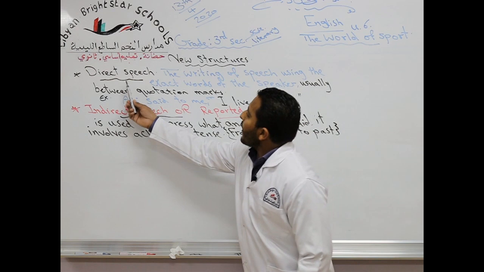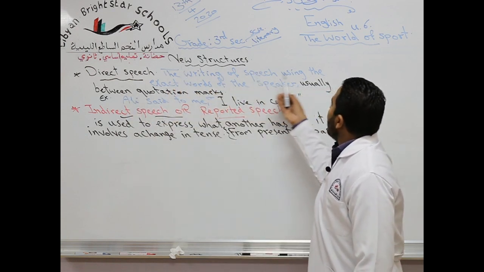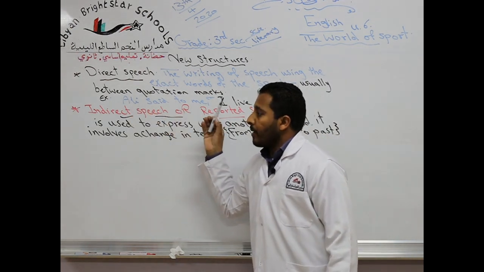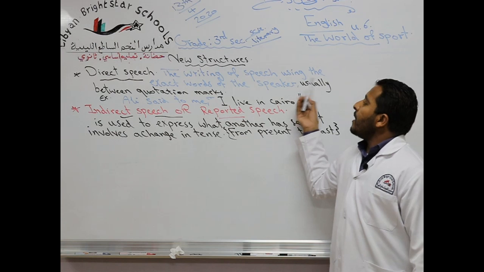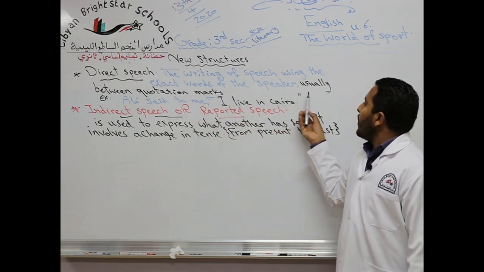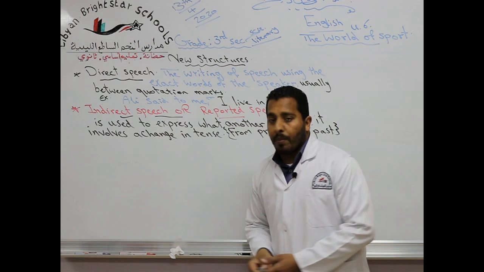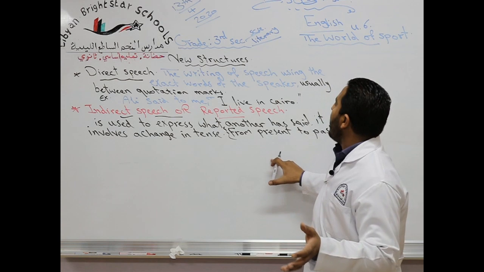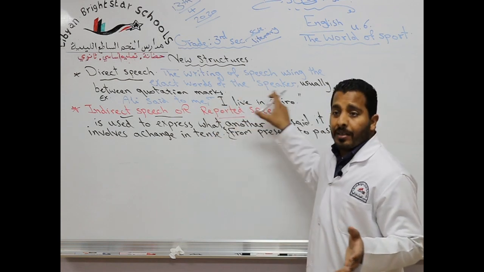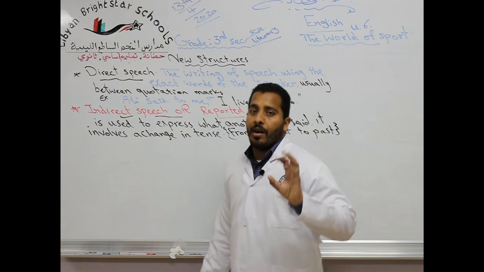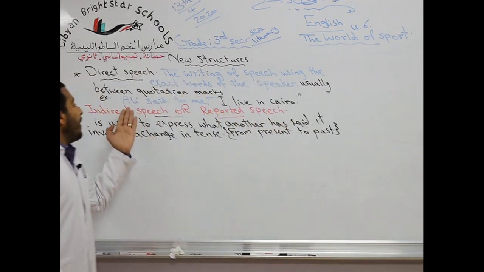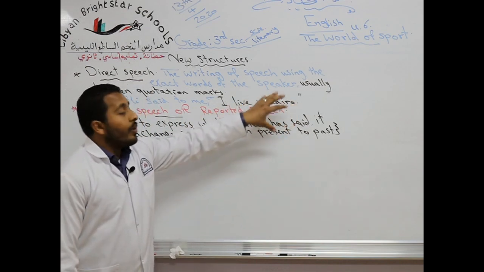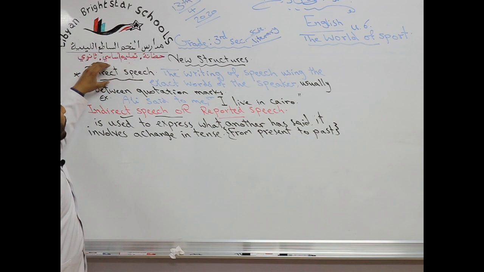يعني إيه؟ Direct speech: the writing of speech using the exact words of the speaker, usually between quotation marks. كتابة الكلام زي ما صدر على لسان الشخص، وغالبا بنلاقيه ما بين quotation marks اللي هي علامات التنصيص، أو بنسميها inverted commas. For example, Ali said to me, "I live in Cairo." It's a sentence in the direct speech.